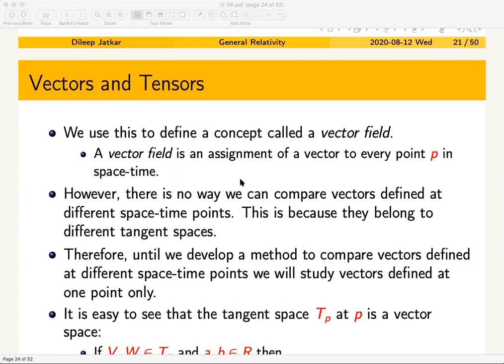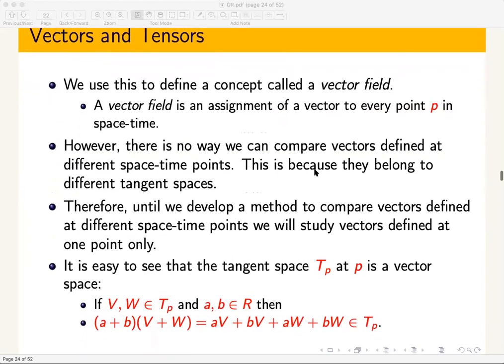Given the fact that tangent spaces defined at different points are different vector spaces, there is no simple notion of comparing these vectors with each other. As a result, we will have to wait for defining some notion which will allow you to compare a vector defined at one location to another location. Until we do that, we would basically be talking about vectors defined at a particular point.